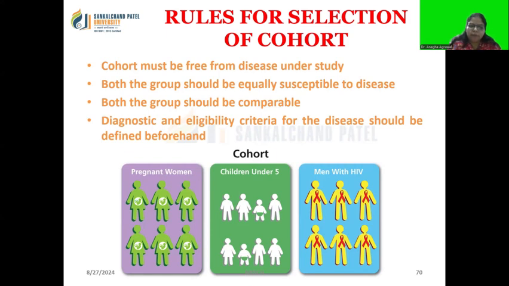Okay, so there are examples of cohort in the diagram. That is the cohort of pregnant women. If you want to do your study on pregnant women, or children who are under 5 years of age, or men with HIV. So these are the specific cohorts where the cohort means they share common characteristics. In this, you can see that the pregnant women are sharing the characteristic of being pregnant, or men with HIV, they are sharing the characteristic of having that particular disease. Okay, for men with HIV, we are not seeking HIV, but we are looking at HIV as a risk factor for developing other diseases which are dependent on HIV.